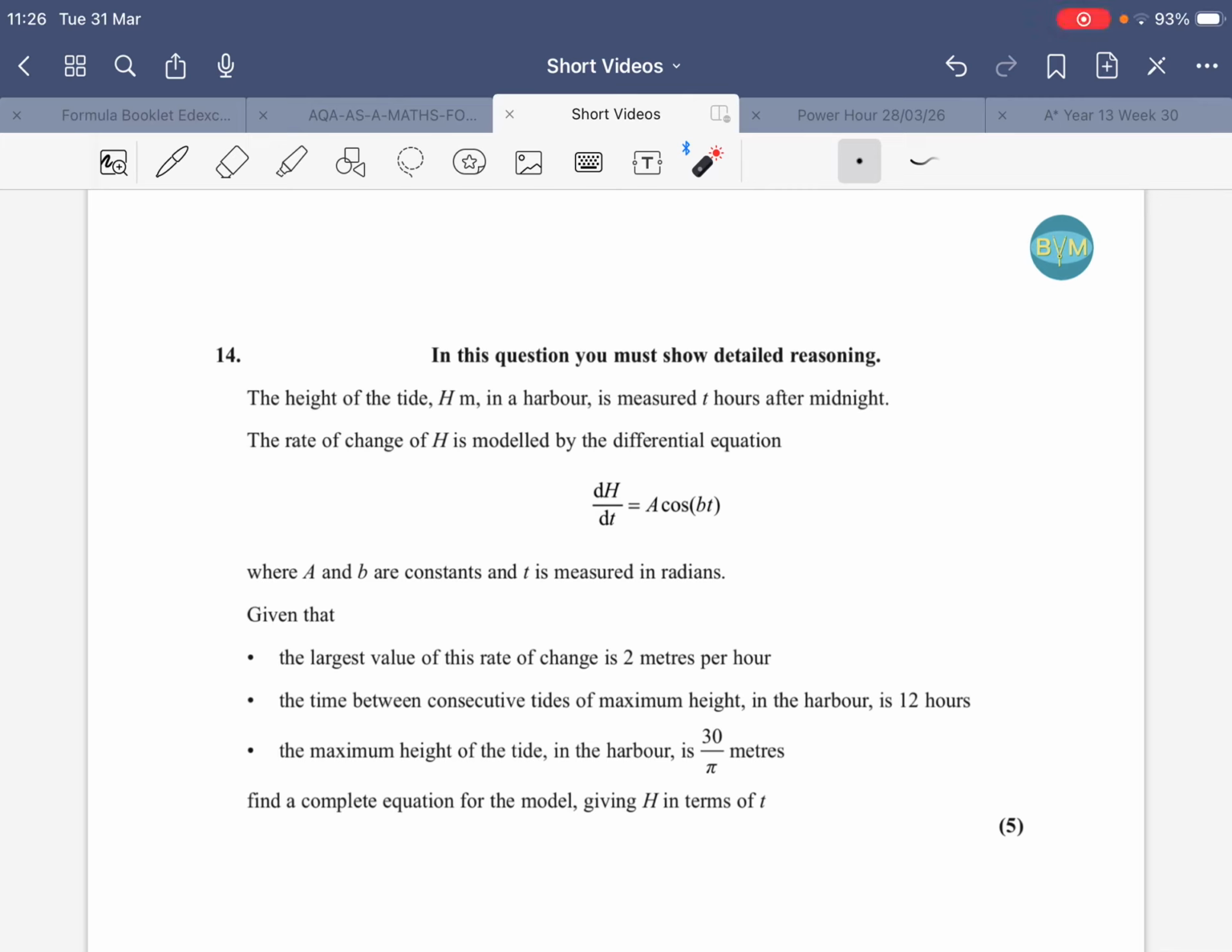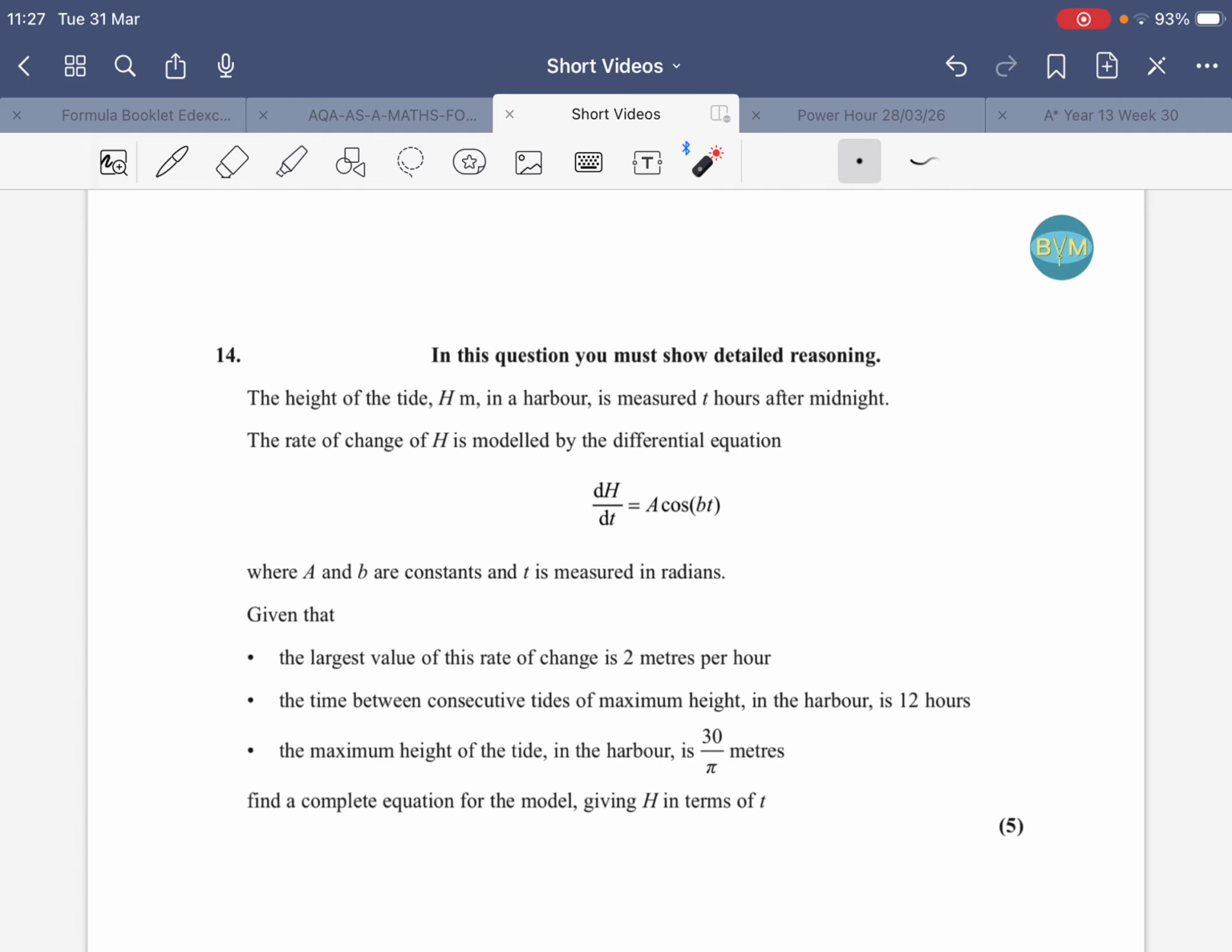Hello, this is question 14 on paper 2 Edexcel 2025. The height of the tide H meters in a harbor is measured T hours after midnight, and the rate of change of H is modeled by this differential equation. So we have dH by dt is a cosine function that is oscillating. A and B are constants, and T is measured in radians.